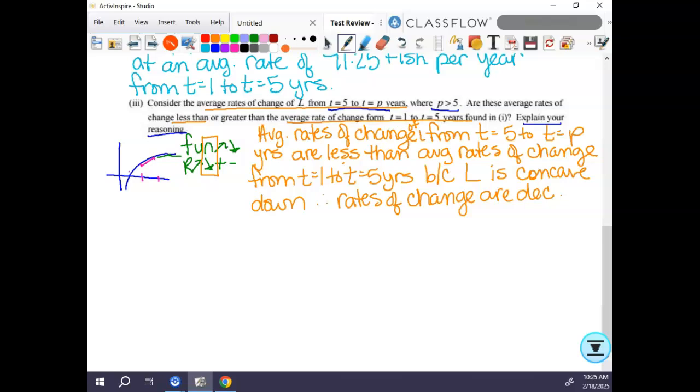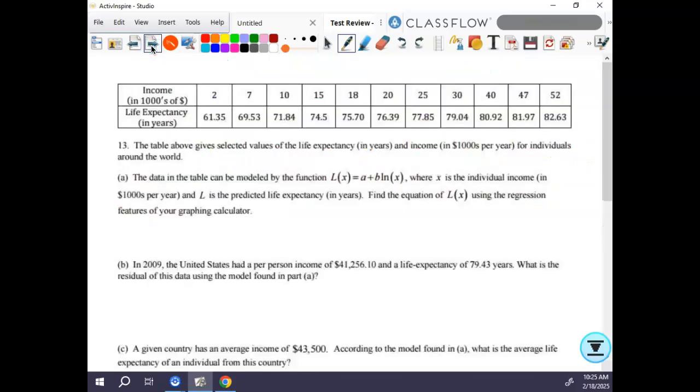So on the because part, I don't have to put the like from 1 to 5 or from 5 to p, that sort of thing, because it's always happening. If it was a graph like this, where it's not always concave down or not always concave up, then I have to state my intervals again. Okay. All right.